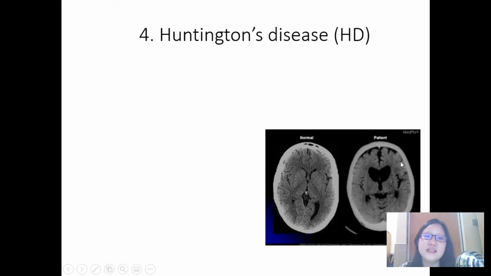Now we are going to disease number 4. Yay! This is Huntington's disease.